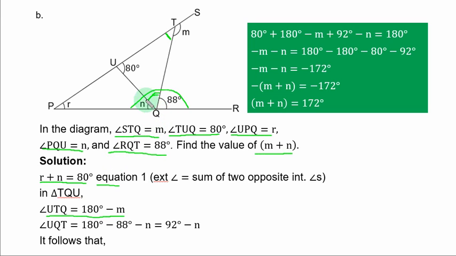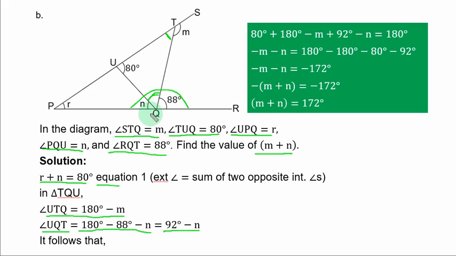And for us to get UQT, you subtract 80, 88 and n from 180. So angle UQT is equal to 180 degrees minus 88 degrees minus n. If you subtract, you have 92 degrees minus n.